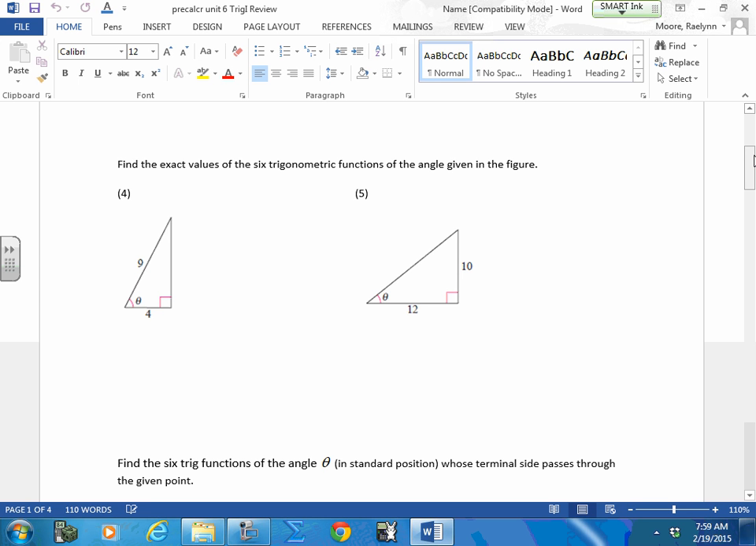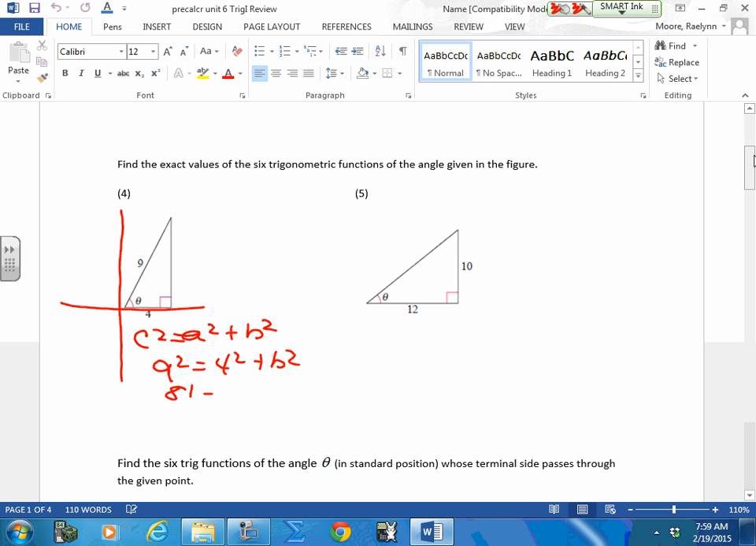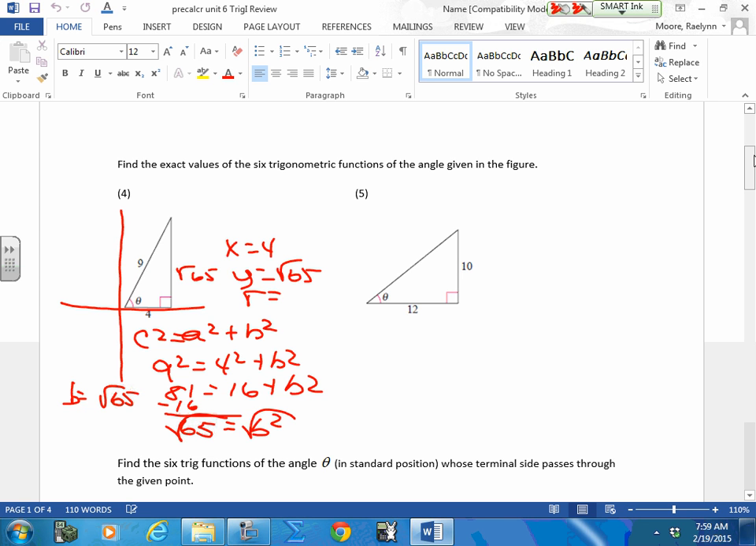Just do one? All right, so Pythagorean theorem says, and if you want, put this in quadrant 1 if you want to use your x, y, and r's. So 9 squared equals 4 squared plus b squared. Subtract 16, and what does this give us? Now, if you can reduce this, you reduce this. But if not, then x is 4, y is radical 65, and r is 9.